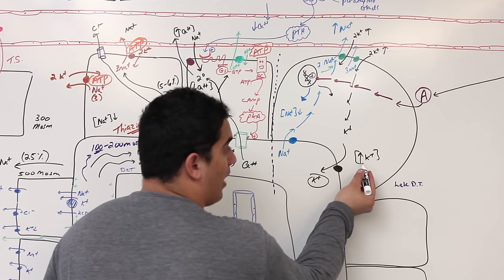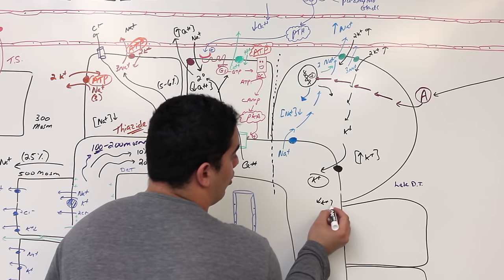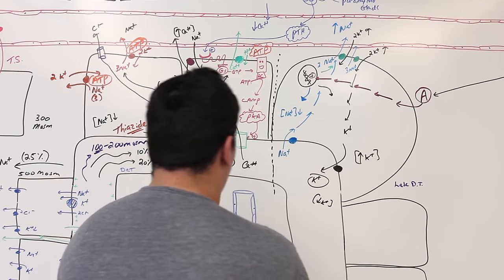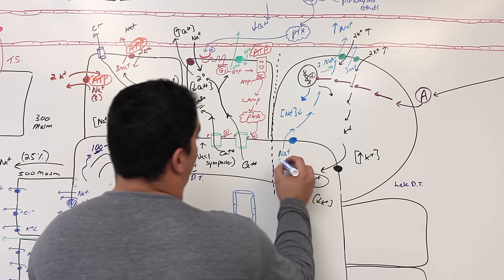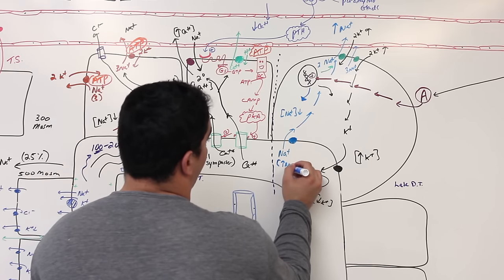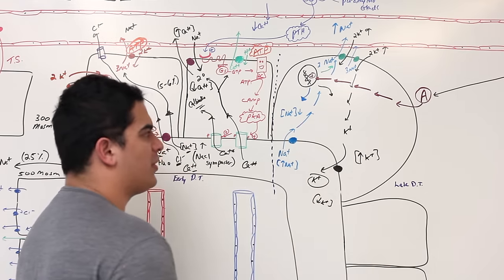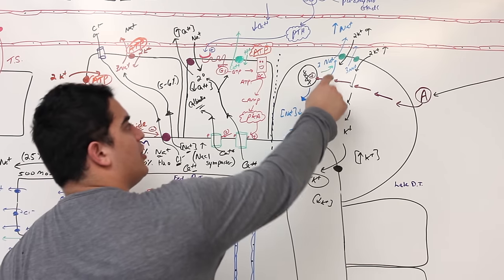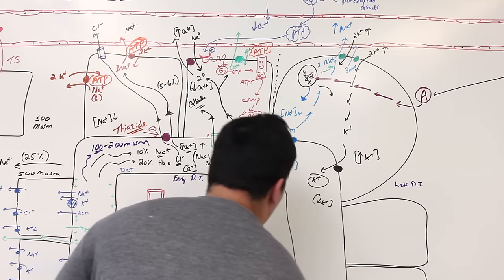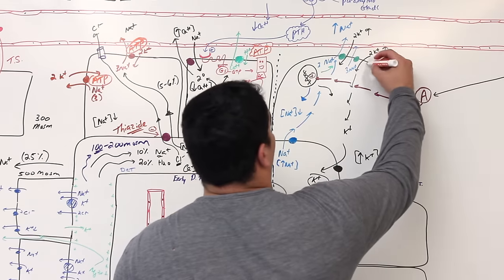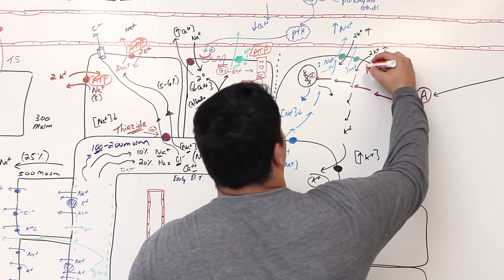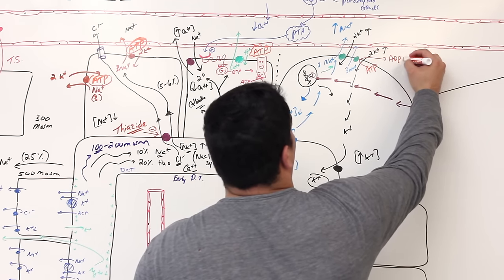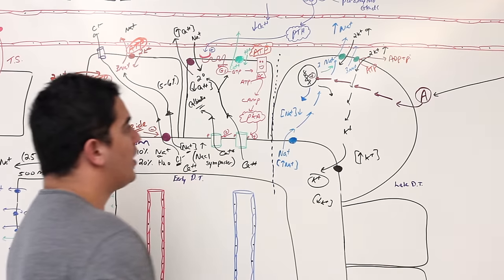But again, it's moving from high concentration to low concentration. And the same thing here. The sodium ions are going from high concentration to low concentration. So it's not requiring any energy. The only one that requires energy is this structure back here, which are the sodium potassium pumps, and they require the utilization of ATP to make ADP and inorganic phosphate, right?